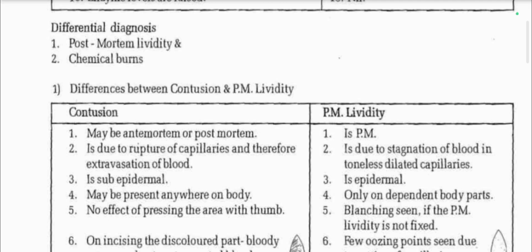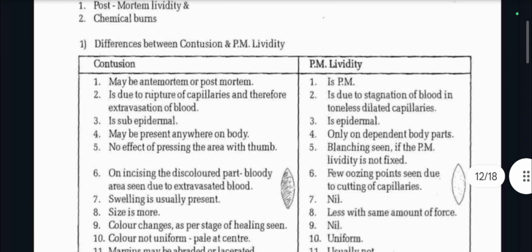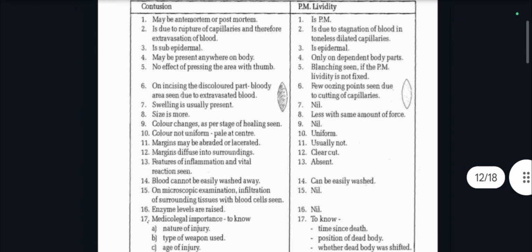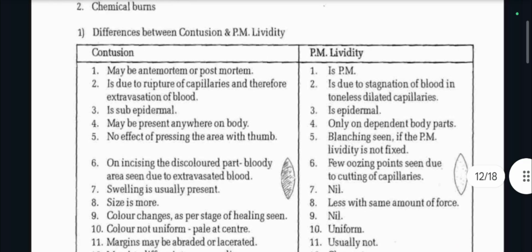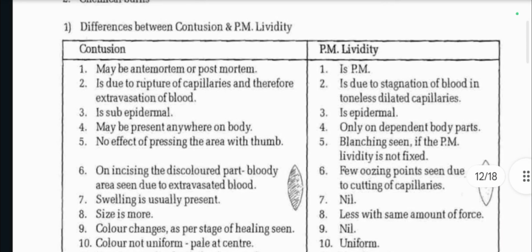Either it is PM lividity or your contusion. Now we have to write about the differences. Very important question it is. So we'll learn about chemical burns afterwards, but understand the difference.